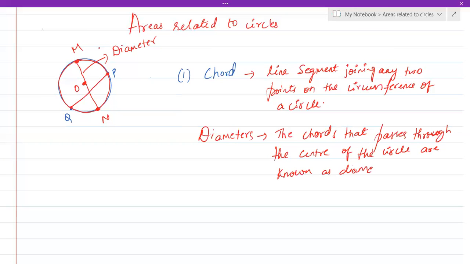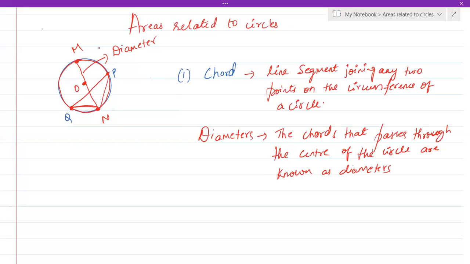So what is the difference between diameter and chord? Basically, diameter is a chord itself, but it passes through the center. Let me draw another one. If I join Q and N, what is QN? It is a chord because Q is on the circle, N is on the circle. Join it. What do you get? You get a line segment that is called a chord.